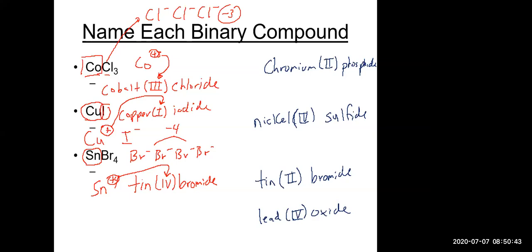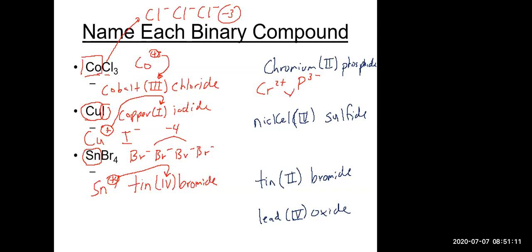All right, so when you're putting it together from the name like we have on the right-hand side, you want to basically take the basic parts and put them together. So chromium Roman numeral 2 basically tells me I have a Cr with a +2 charge, so that takes care of that. Phosphide is phosphorus, which is group number 5, which means, again, it has a -3 charge.